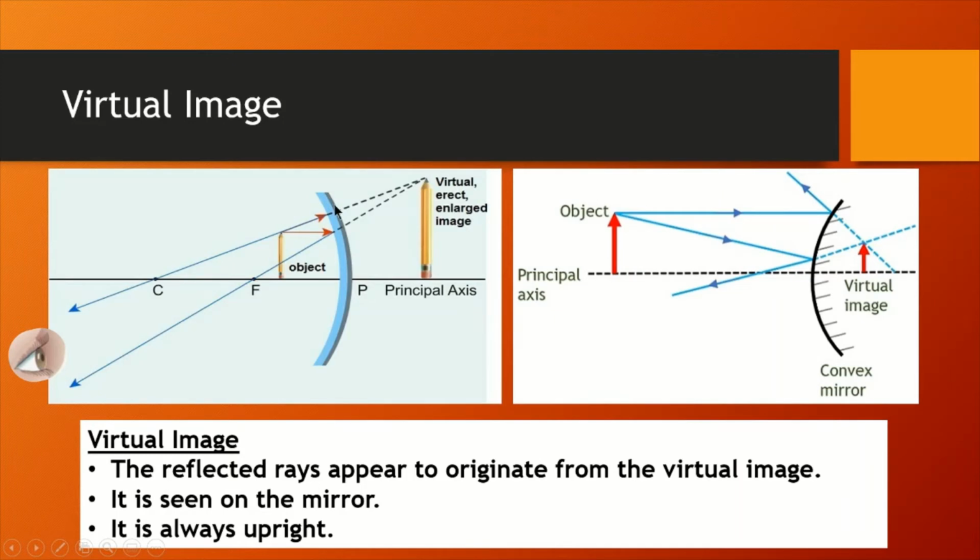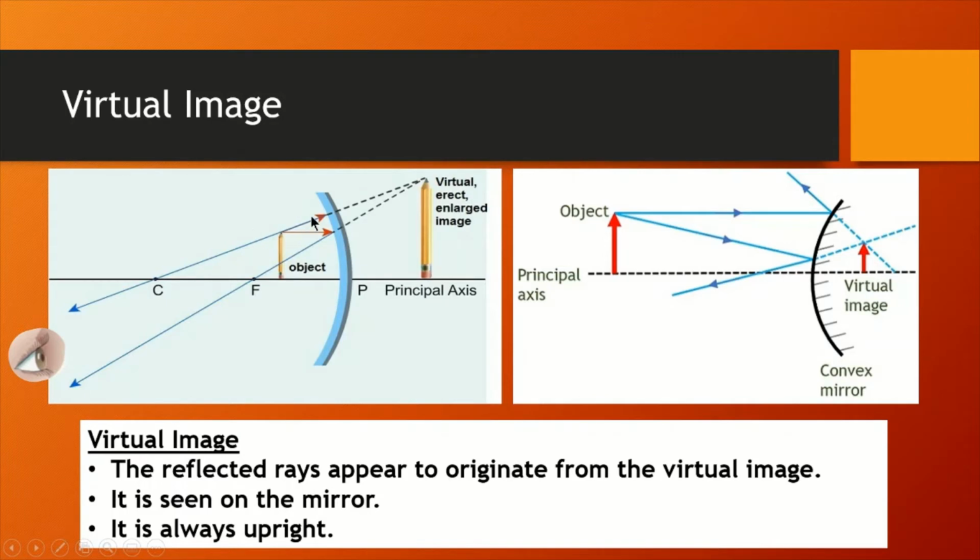A concave mirror can also produce a virtual image. You look here. This is the object. The image is here. You see, the image is inside the mirror. For a convex mirror, the object is here and the image is also inside the mirror. So from here, we can conclude that a virtual image is formed inside the mirror. In fact, the reflected rays appear to originate from the virtual image.